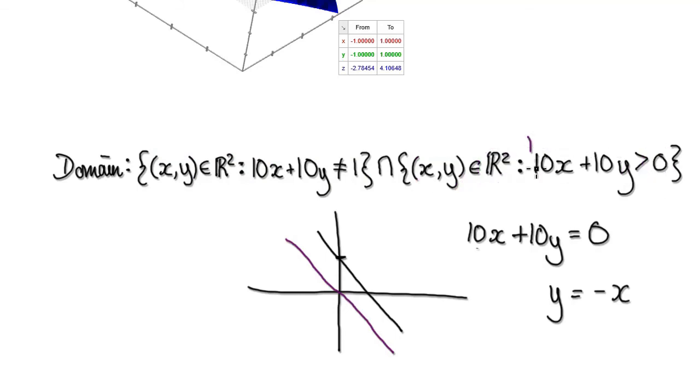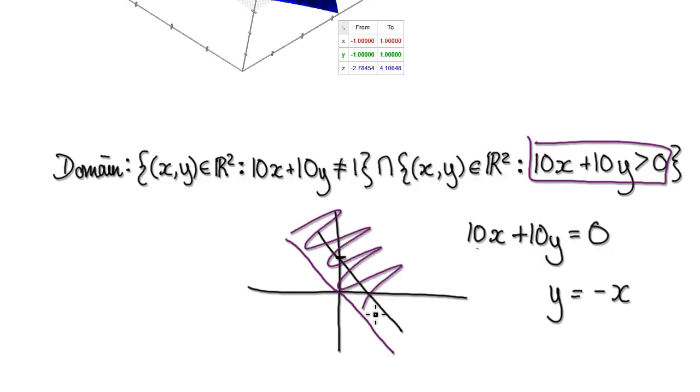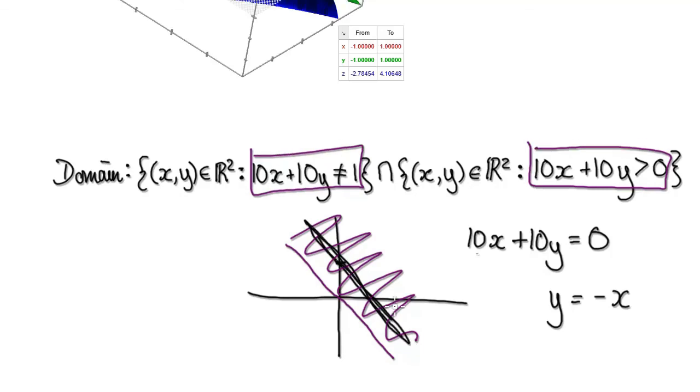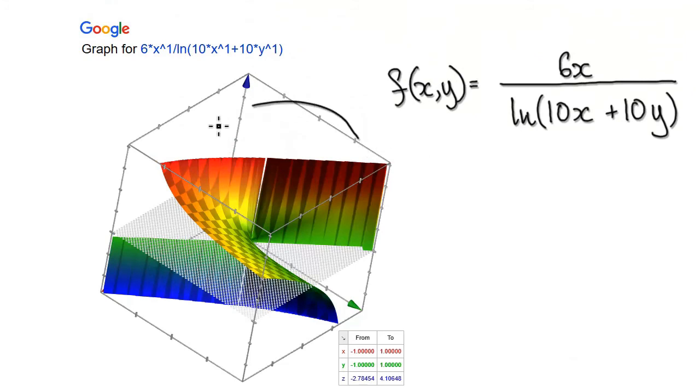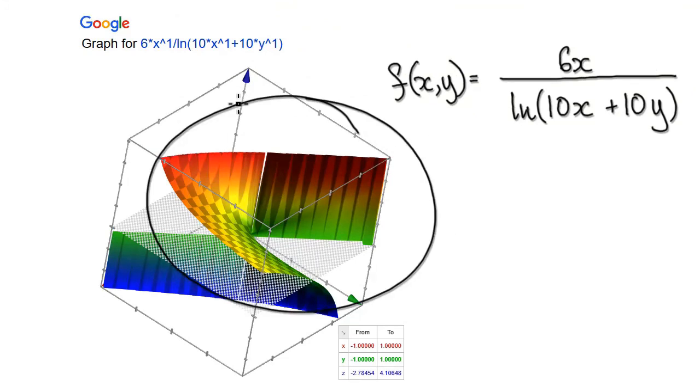So this thing here is saying everything on here. This thing here is saying it cannot lie on this line. Okay, so that's your domain for this function here.